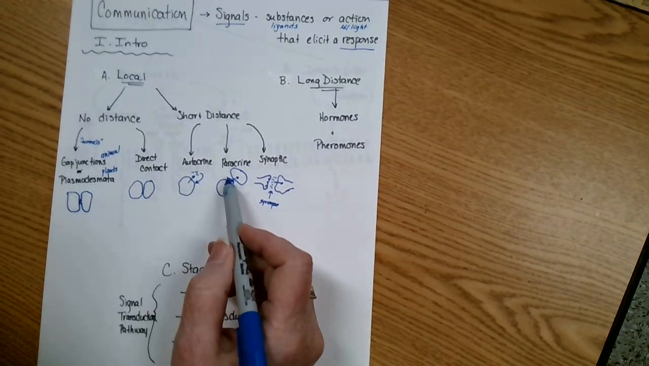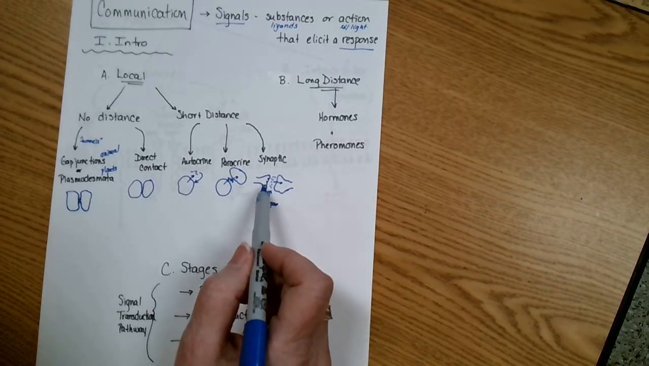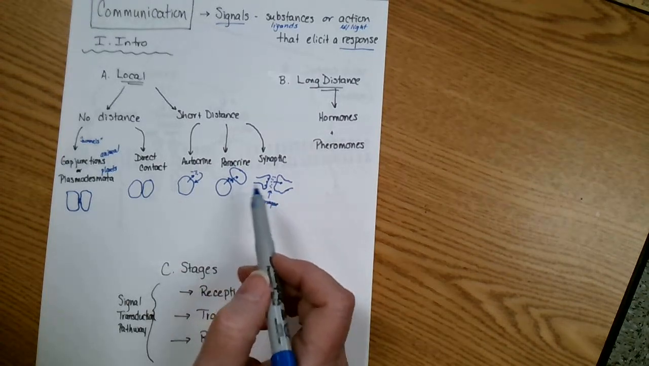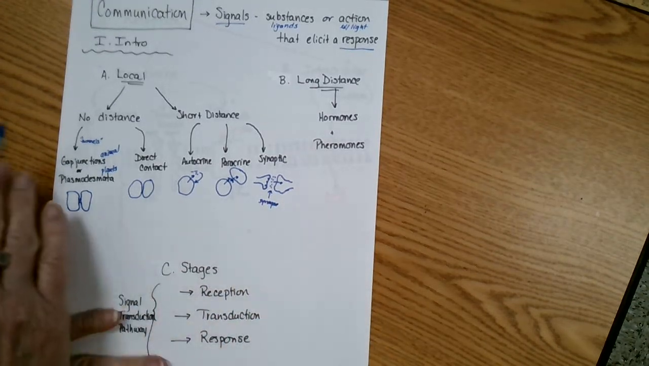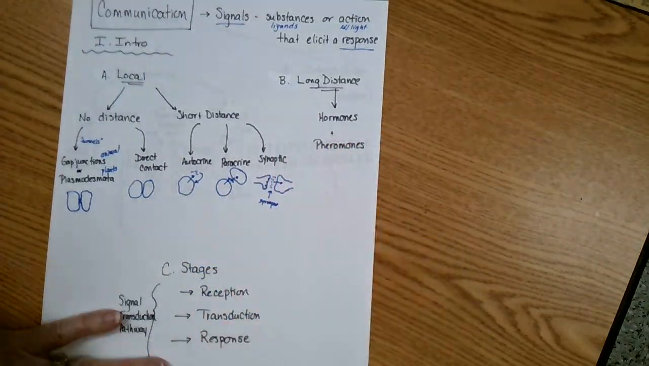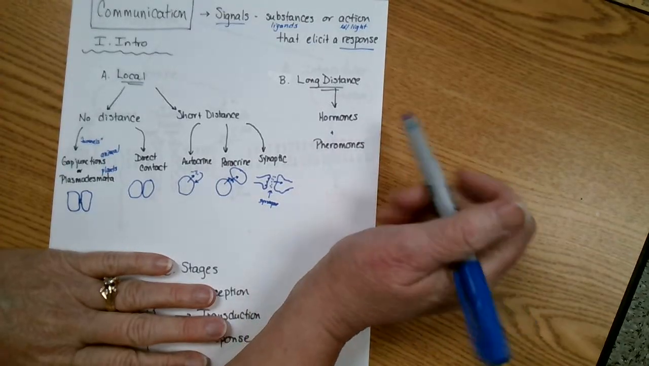It's just the difference between paracrine and synaptic is not really any more different than we call this now a synapse. And we will see that more in nerve cells and muscle cells, okay? And so we have our no distance, we have our short distance, and then our long distance. If we're sending signals long distance, most likely that's going to be a hormone or a pheromone.